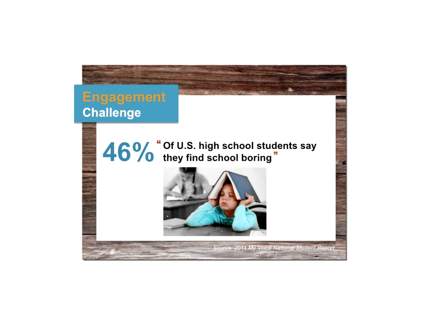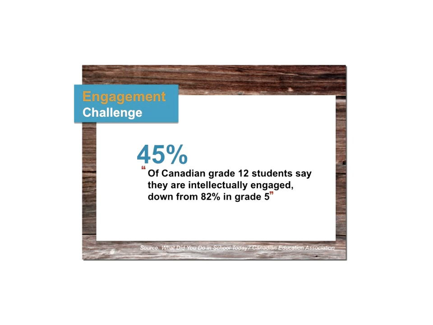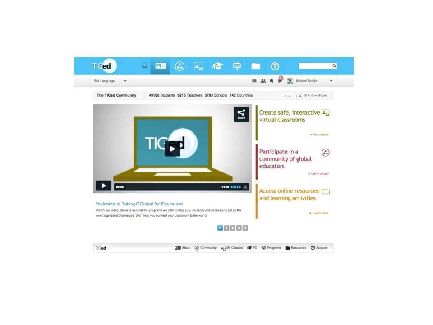Another more recent stat from Pearson My Voice, a study they did in 2011 of more than 50,000 high school students: 46% of them said they find school boring. And even here in Canada, the Canadian Education Association released a study last year called What Did You Do in School Today? By grade 12, there's a drop from 82% to 45% of students that feel intellectually engaged. So I think there's something missing. There's something we could be doing to connect students and learning to real-world issues and problems that would help to address this gap.